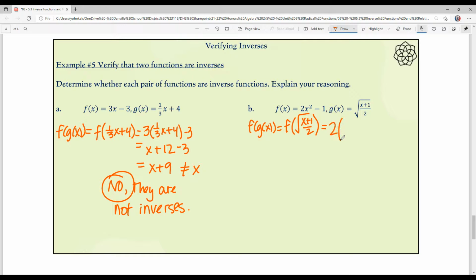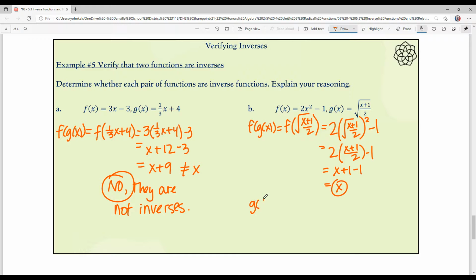So 2 times the square root of x plus 1 over 2, squared, minus 1. So remember, when you square a square root, those cancel out. So we have 2 times x plus 1 over 2 minus 1. Well, when I multiply 2 and x plus 1 over 2, the 2's cancel, and I have x plus 1 minus 1, which equals x. Okay, that's good, halfway there.